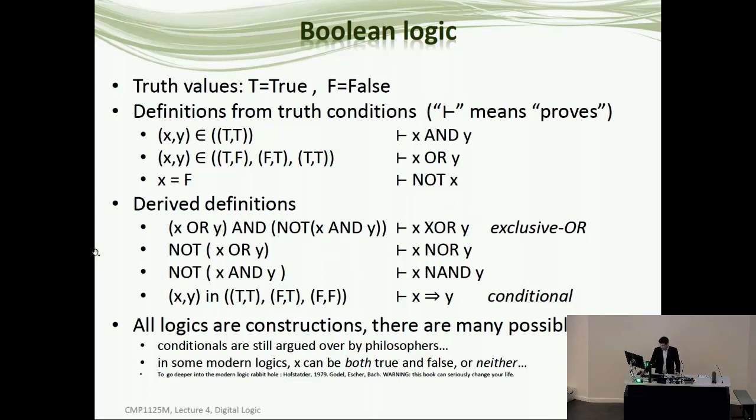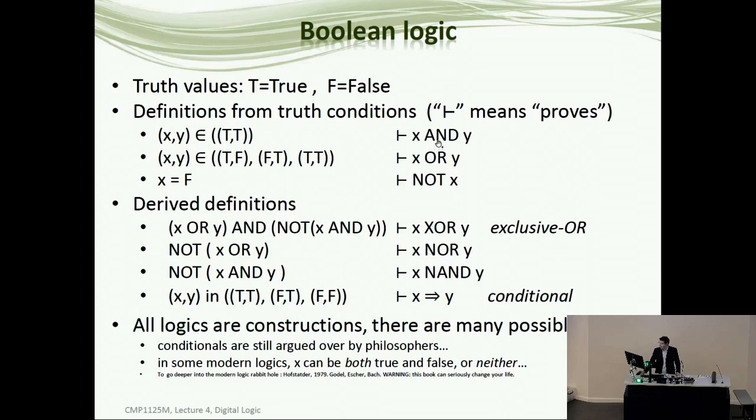Then you can create these negated operators. So we can create a NOR operation. This is just the opposite of an OR. You do an OR and then you flip the result. So it's equivalent to not X or Y. Similarly, we can make a NAND.